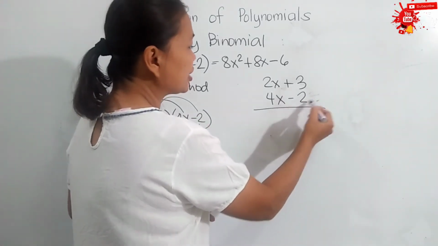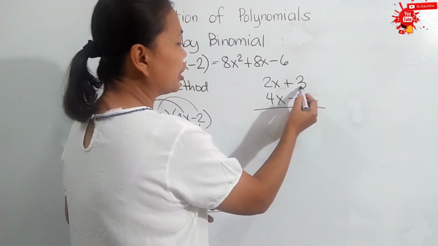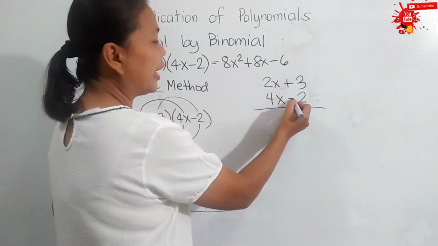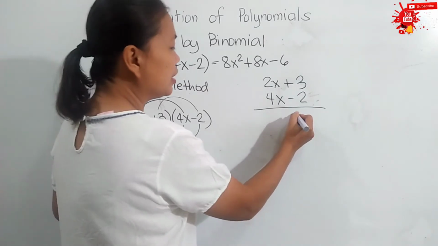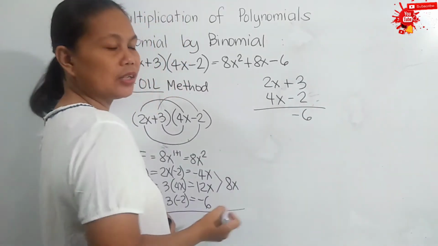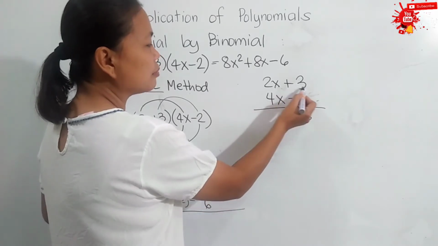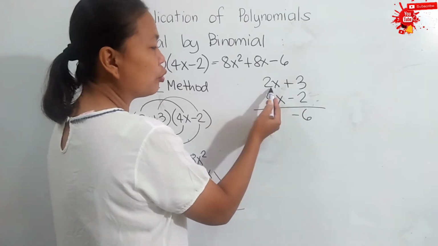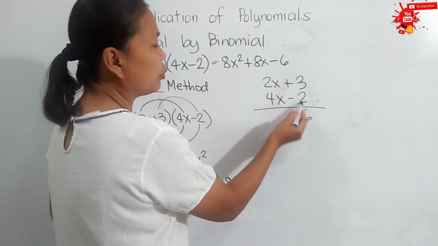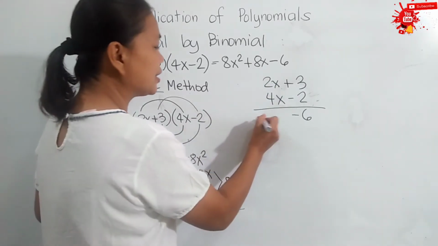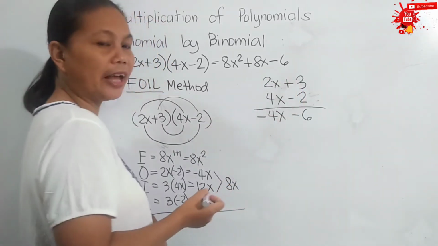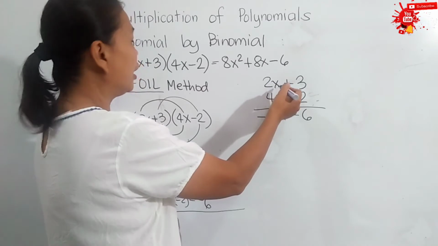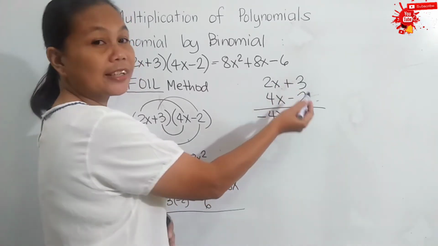So let us start first, distribute negative 2 to each term here with positive 3 and 2x. So we have negative 2 times positive 3, so we have negative 6. Then we will multiply negative 2 to positive 2x. So negative 2 times positive 2x is negative 4x. Then we are done with negative 2, distributing it to each term in the first binomial, which is 2x plus 3.